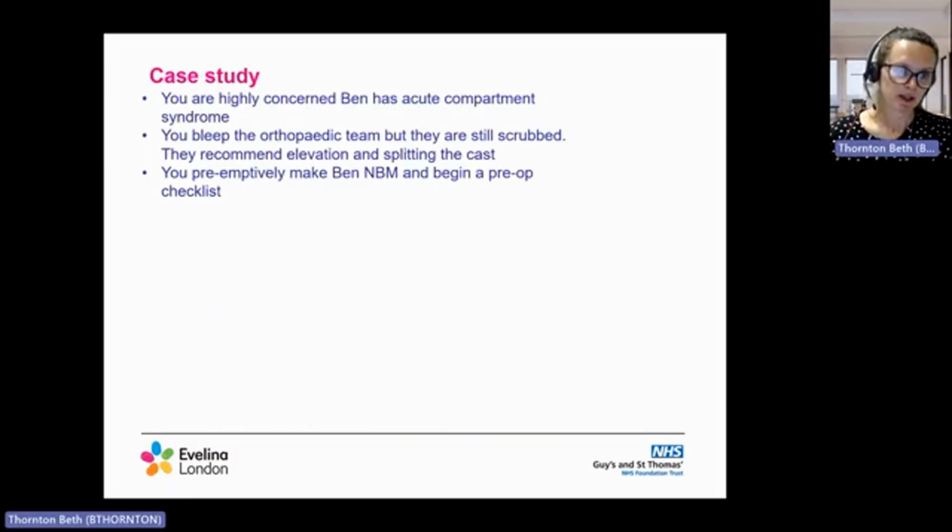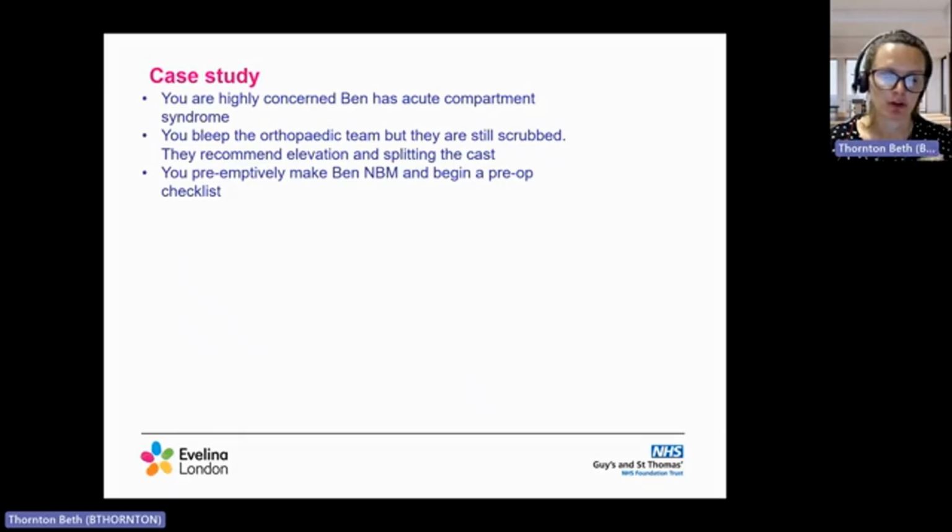So going back to Ben, you're highly concerned that Ben has acute compartment syndrome. So as we said in the management, you're going to bleep the orthopaedic team again. Unfortunately, they're still scrubbed in theatre. So you speak to a very helpful scrub nurse who passes on the message that they recommend elevation and splitting the cast, as we discussed. So in this scenario, we'll say that you're competent to split the cast. So you're going to make a split, and you're going to make sure that you actually relieve the pressure on the wool that's inside the cast as well.